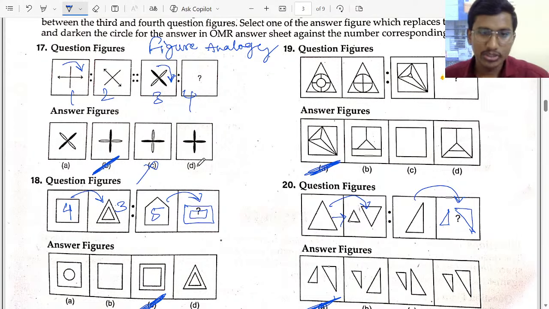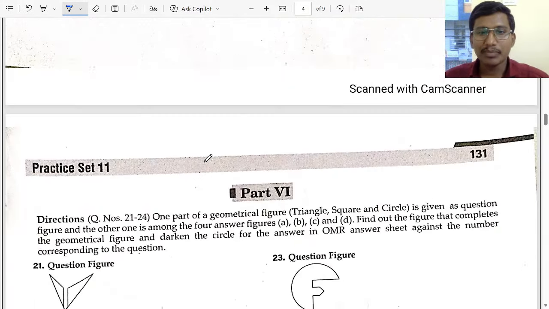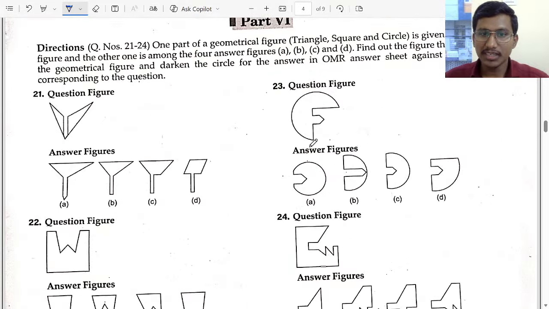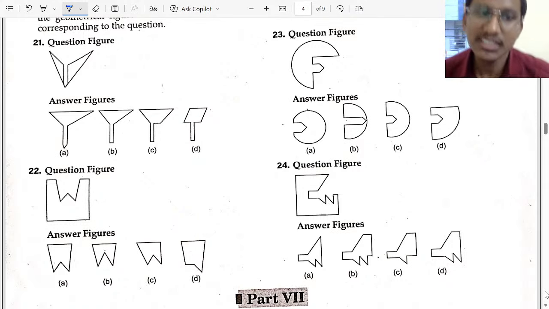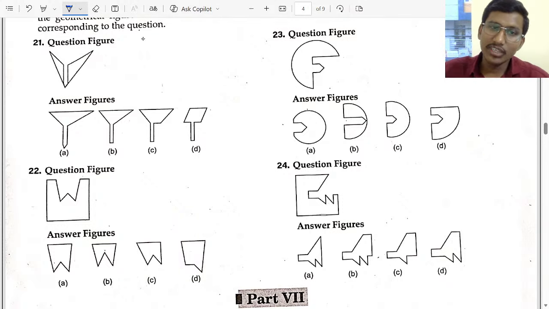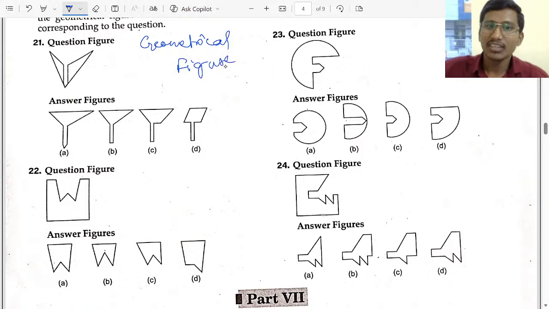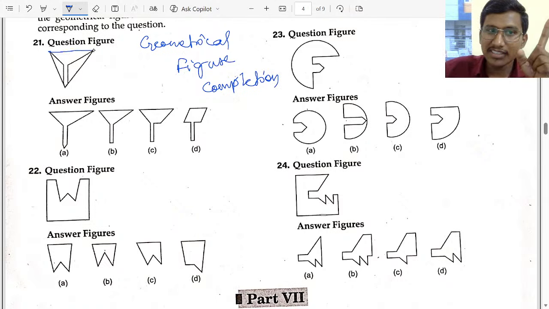Okay, good. So should we see the next part 6 here? What is part 6? We have to complete the figure. That is, geometrical figure completion. So the first figure, if you see, looks like a triangle, right? If you join it, it will look like a triangle.